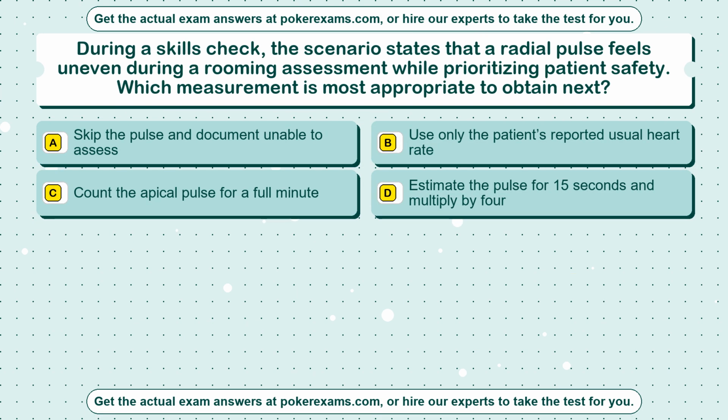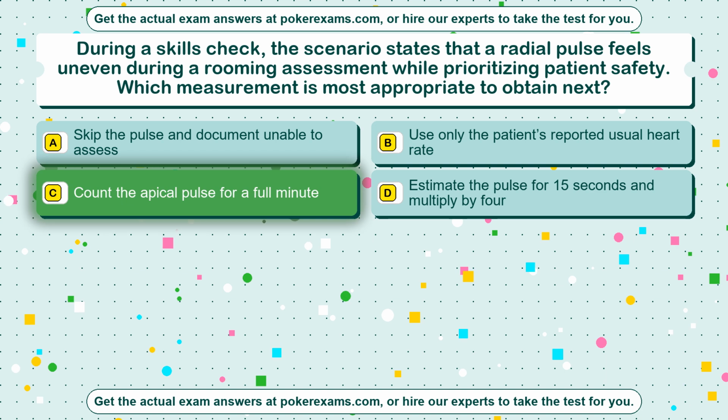Question 49. During a skills check, the scenario states that a radial pulse feels uneven during a rooming assessment while prioritizing patient safety. Which measurement is most appropriate to obtain next? Option A, skip the pulse and document unable to assess. Option B, use only the patient's reported usual heart rate. Option C, count the apical pulse for a full minute. Option D, estimate the pulse for 15 seconds and multiply by 4.